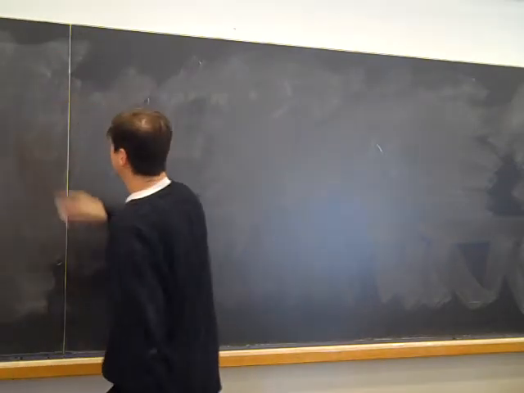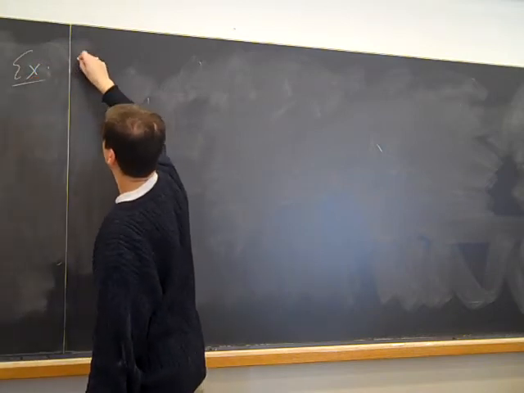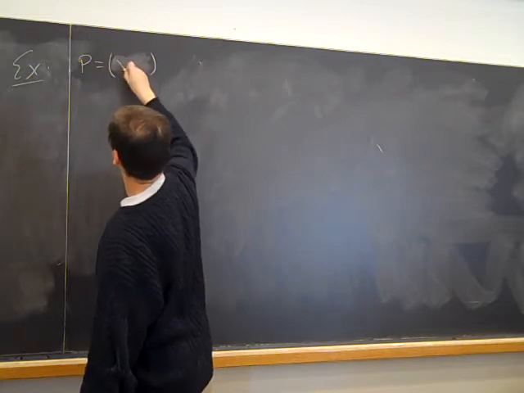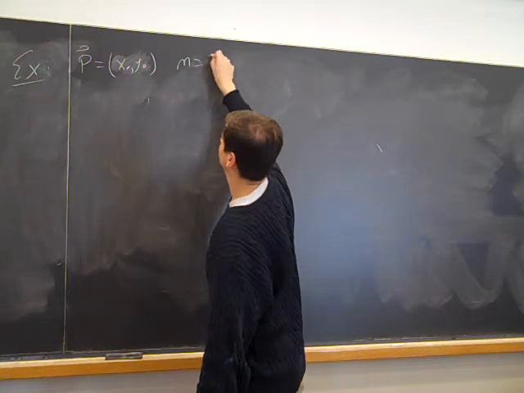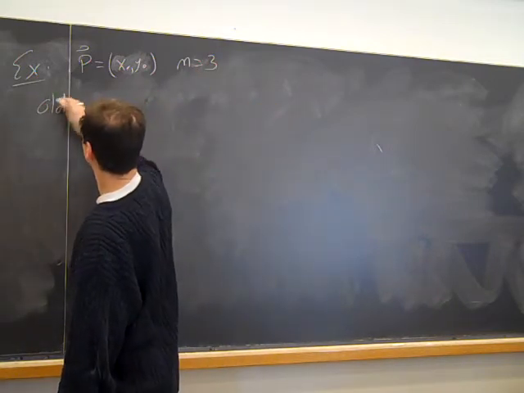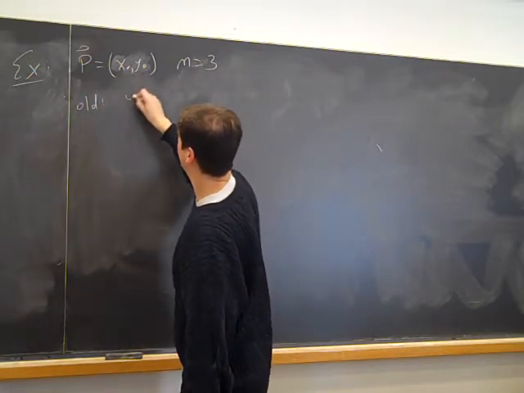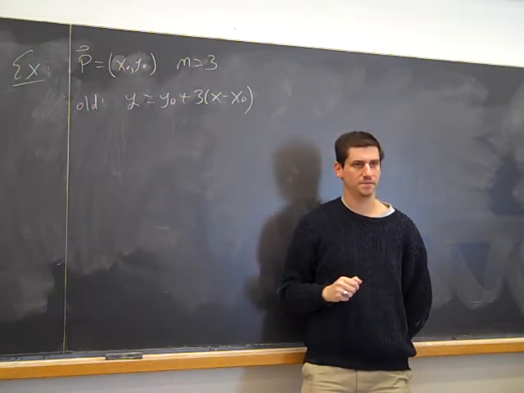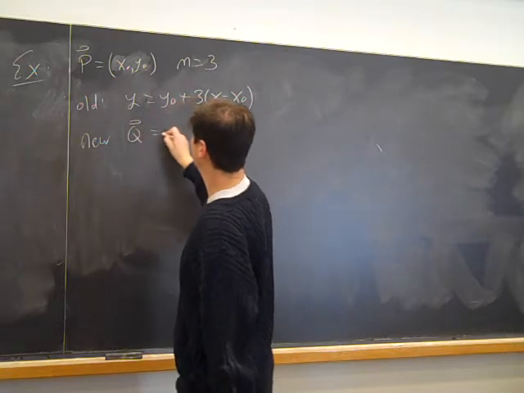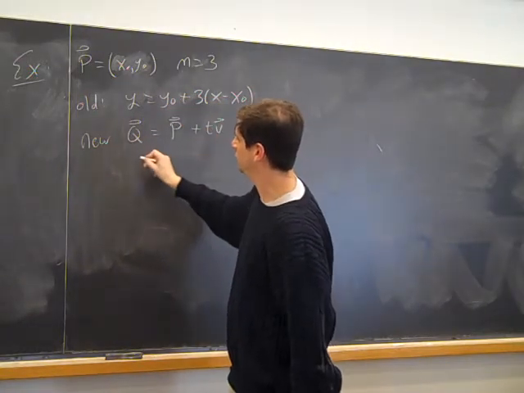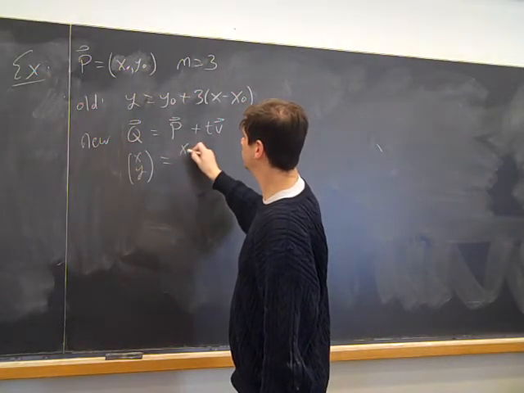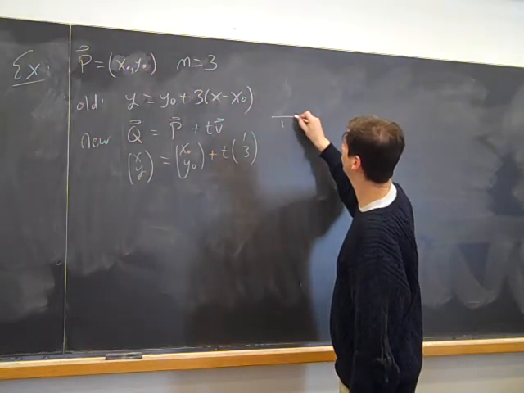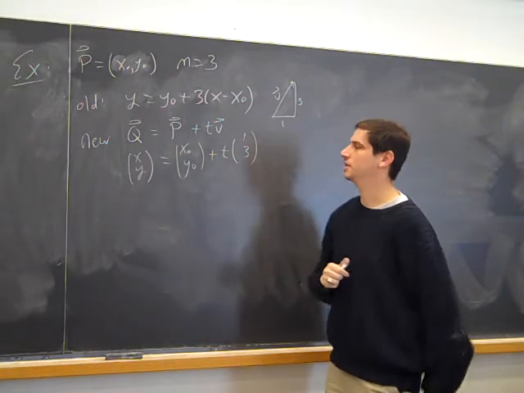So let's take, for example, P is going to be (p1, p2). We'll do (x naught, y naught). And we'll do m equals 3. So the old way is going to be y equals y naught plus 3 times (x minus x naught). That's the old way of writing down the equation of a line. The new way is Q equals P plus tV. So for us, (x, y) is going to be (x naught, y naught) plus t times the vector (1, 3). Because since m is 3, we go over 1, we go up 3. And that's going to be the direction.